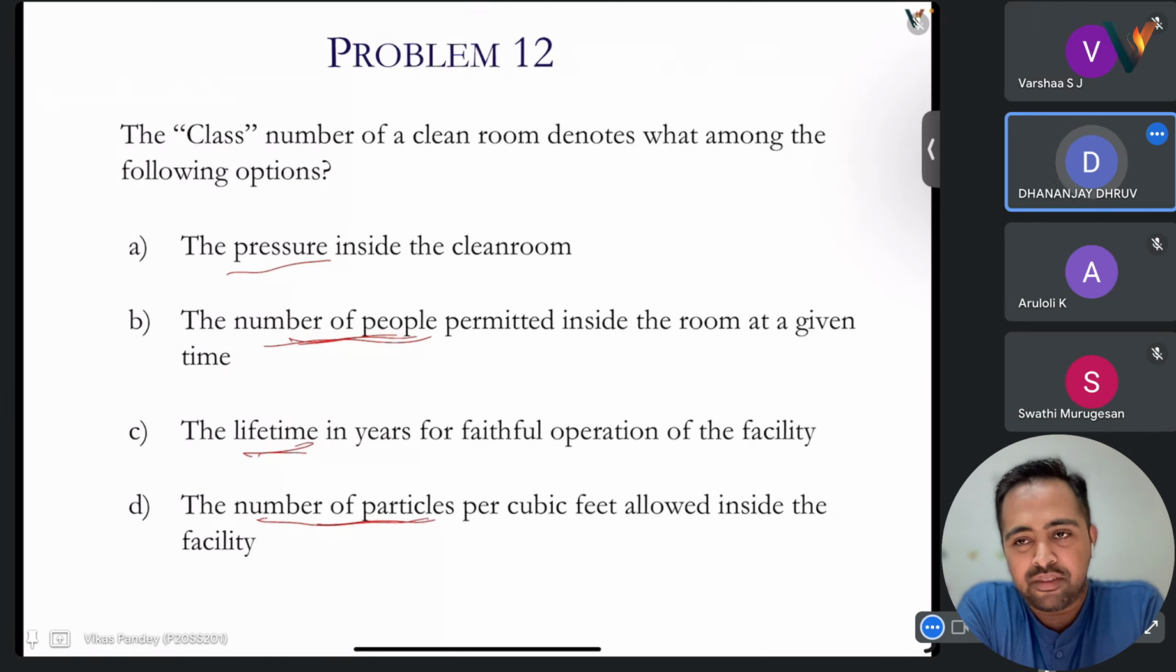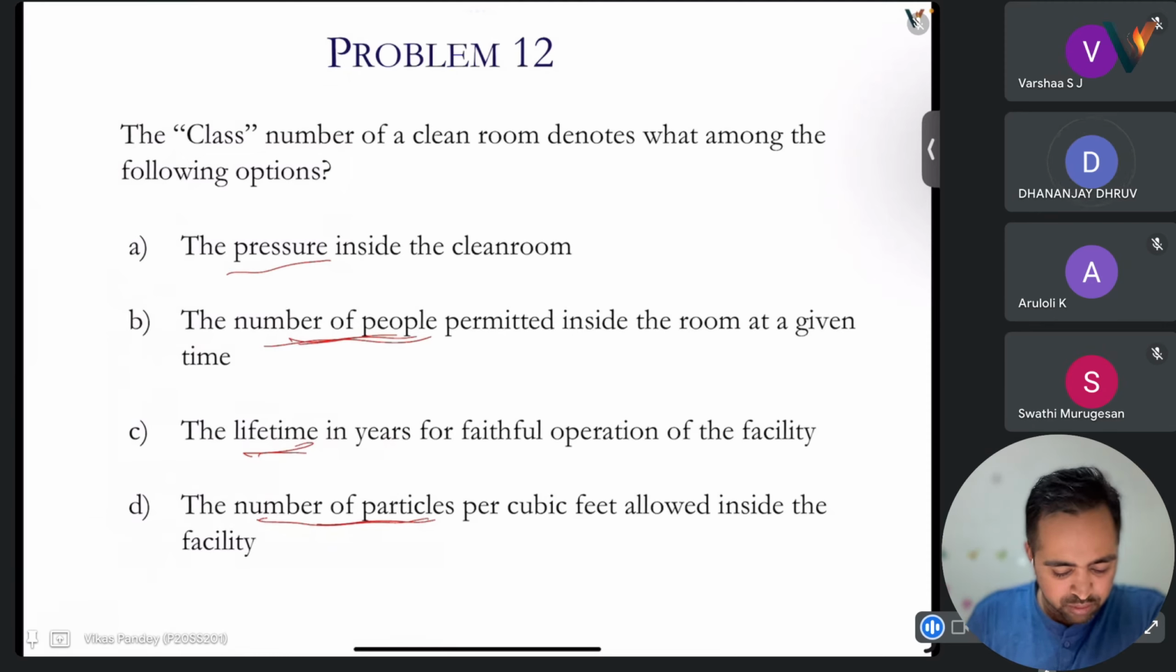Anyone? Because it is the number of particles per cubic feet. Number of particles. Very fine.